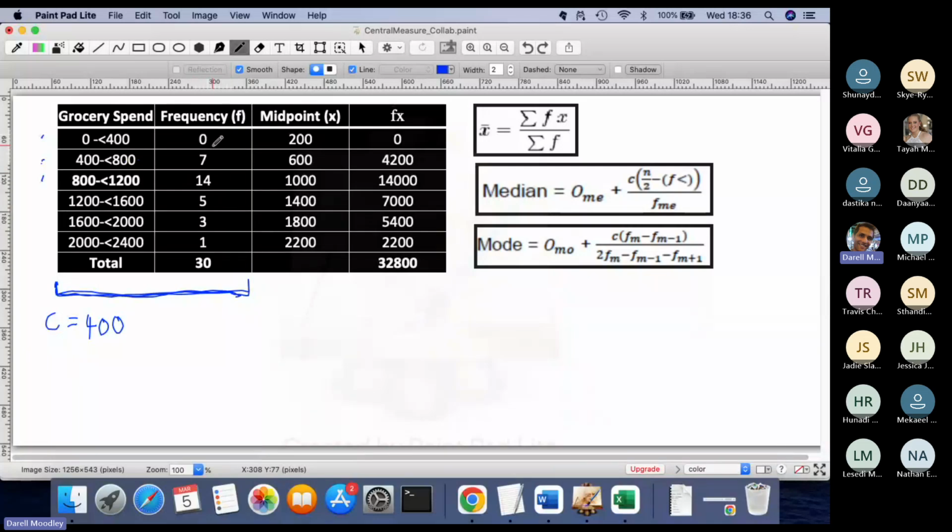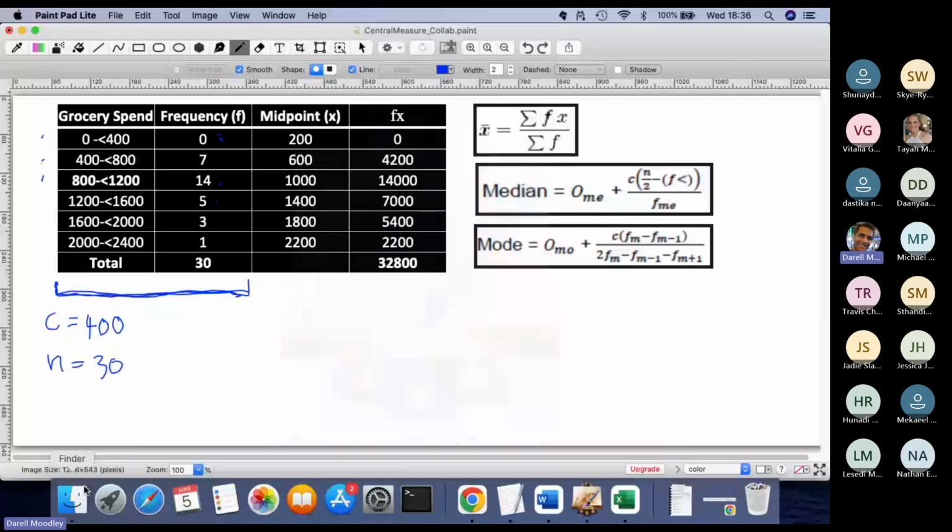So how many people in total do we have in this sample? Well, there's 30 of them. And how do I know that? If you add up the frequency column, the 0, 7, 14, 5, 3, and 1, you'll get 30. So that's the total number of people. And that total is represented by the symbol n, which is 30. Right. So this is the data we're presented with.